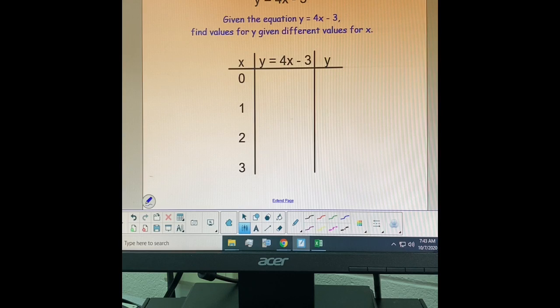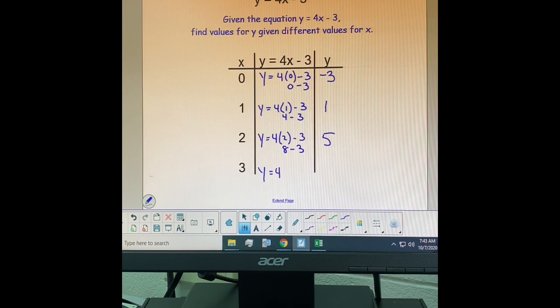Here we have a table with the linear equation y equals 4x minus 3. Let's plug in x equals 0 and solve for y. Let's plug in x equals 1 and solve for y. And let's plug in x equals 2 and x equals 3 and solve for y. Just plug in the number for x and then do the order of operations to solve for y.